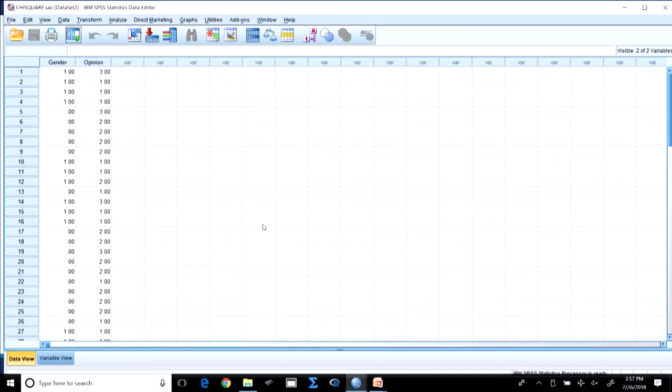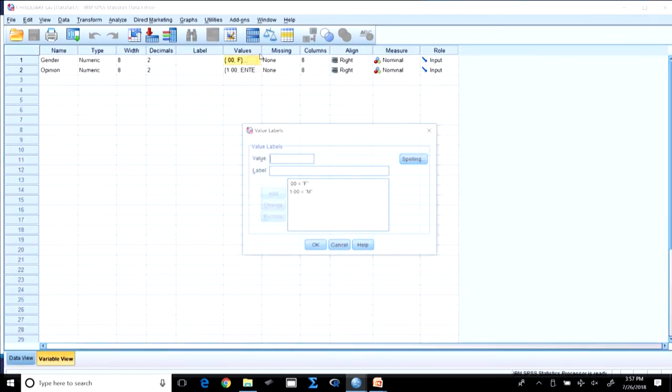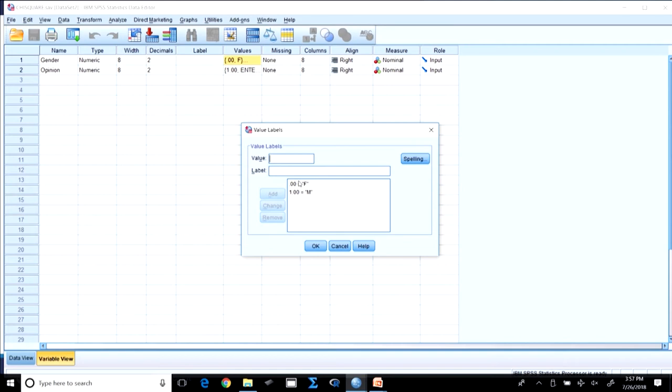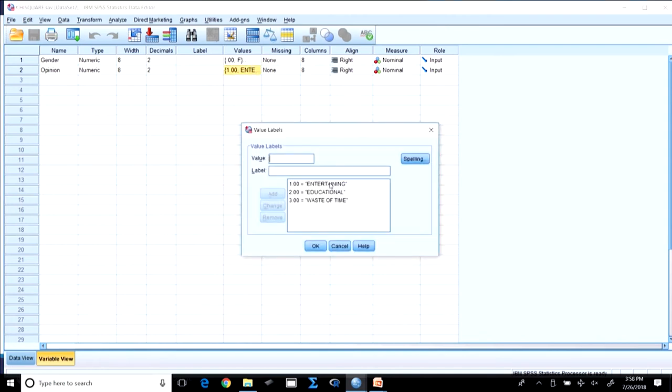What I will do is, I will try to show you how to conduct a chi-square test on SPSS. Now, let us look at this data, the same data which I was talking about. Let us go to the variable view. Gender: 0 is female, 1 is male, right. And when you come to opinion, 1 is entertaining, 2 is educational, 3 is waste of time.